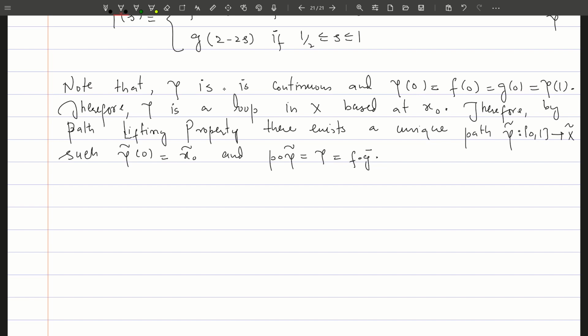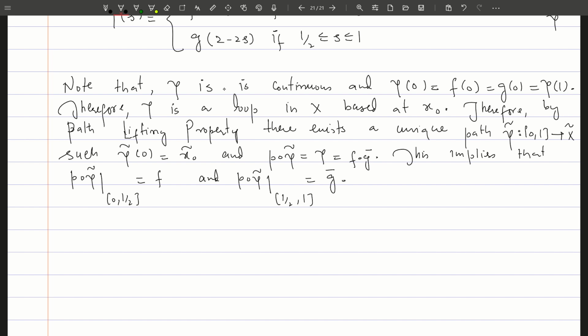So this would imply that, if I restrict this p of gamma tilde to the first interval, p of gamma tilde restricted to the interval 0 half is actually f, and p of gamma tilde restricted to the next half is actually g inverse.